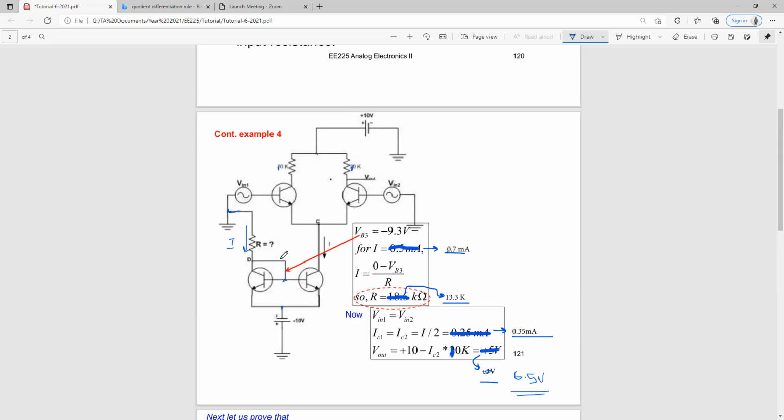Since this particular branch is shorted, whatever voltage we have is the same voltage that we will be having at this particular node as well. So this forms one node. Whatever voltage we have is reflected at this particular point. The voltage at this particular point is zero, since it is grounded.